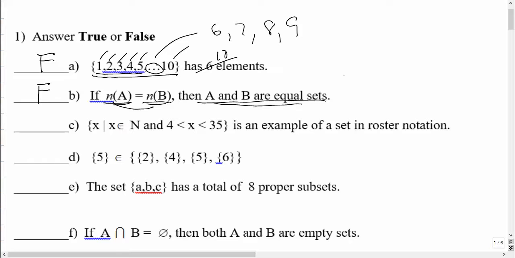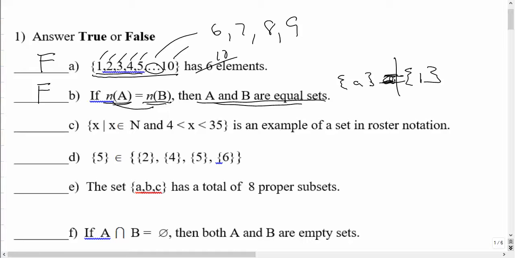Why? Well, here's an example of two sets that have the same number of elements. One element. But they are not equal sets. This one contains an A, that one does not. So they're not equal. So sometimes a simple example can help you confirm something is false. Oftentimes, it is harder to show something is true than false.